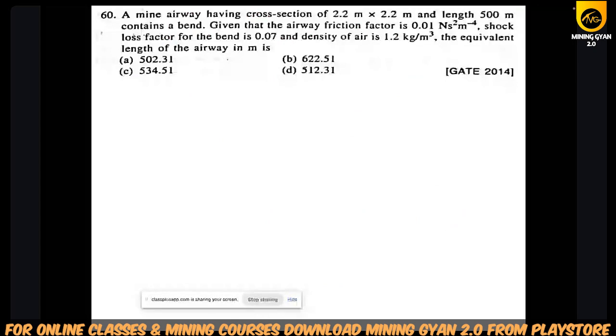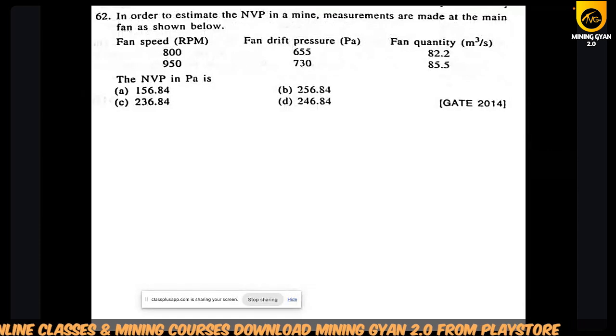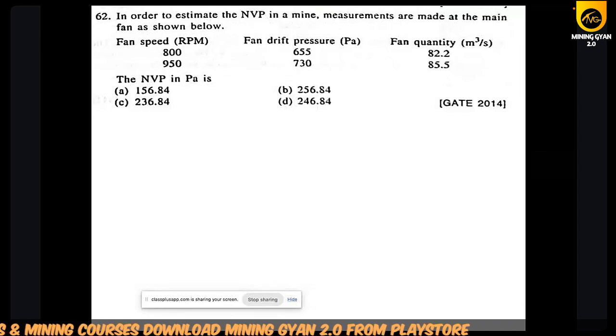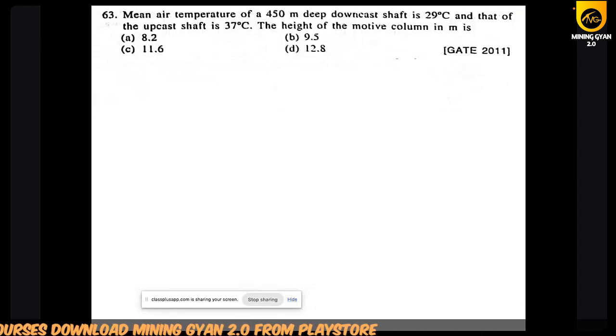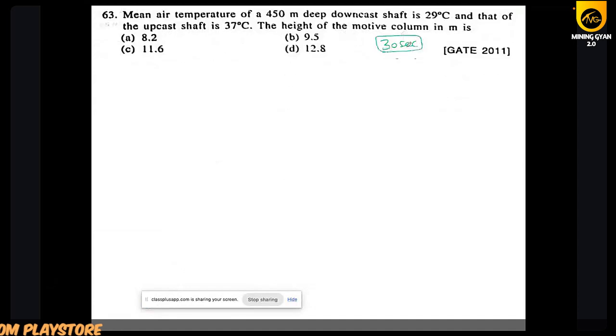Question number 60 we will discuss later because it will be long. So, 62. First do question 63. I will give you brief information because whenever this type of question comes, 30 seconds if you want to take the time you can take, otherwise I will solve, and you need to know a formula to solve this type of question very fast.